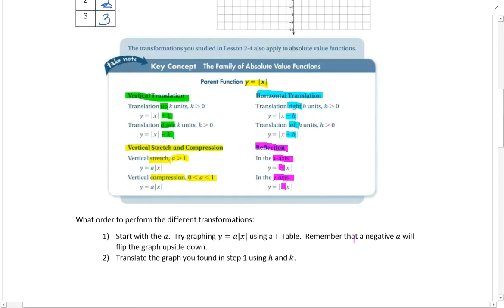With all these transformations, which ones do you do first? My suggestion is to always start with whatever a is. You can even try graphing y equals a times the absolute value of x using a t-table, and then you can translate that, so move it up, down, left, and right using the h and the k. Also keep in mind that a negative a will flip it upside down, but you don't even need to remember that because the table will do that part for you. All right, in part 2, we're going to look at some examples.